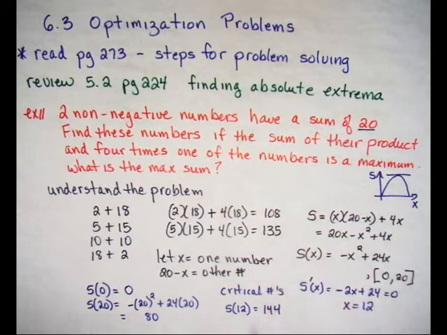So the question asked two things. First of all, find the numbers. So obviously the numbers are 12 and 8. The question also wanted us to find the maximum sum. Well, the maximum sum we already found is 144. Now, I'm running out of room on my sheet here, but a person really should answer the question with a sentence. And so you would just answer that the numbers are 12 and 8, and they have a maximum sum of 144.